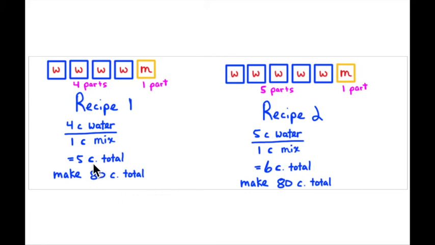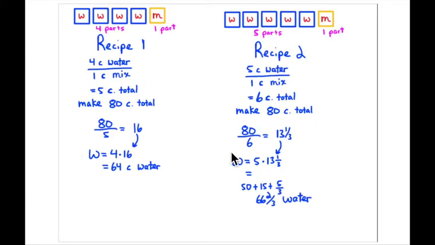All right, so this recipe is 5 cups for each allotment, each part of the lemonade that you make. So you have to figure out how many of those 5 cups total fit into 80 cups. And over here, you have to figure out how many of those 6 cups total fit into 80 cups. That's going to tell you how much to make.